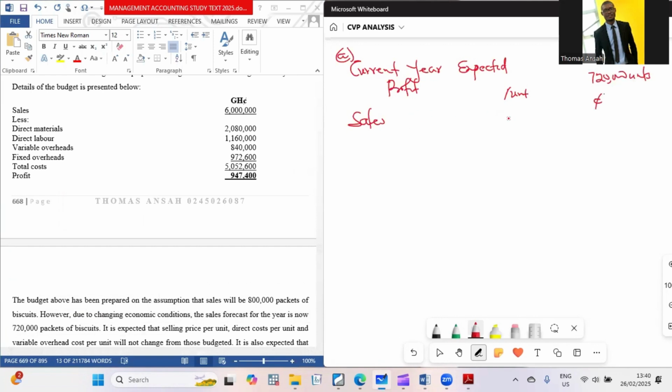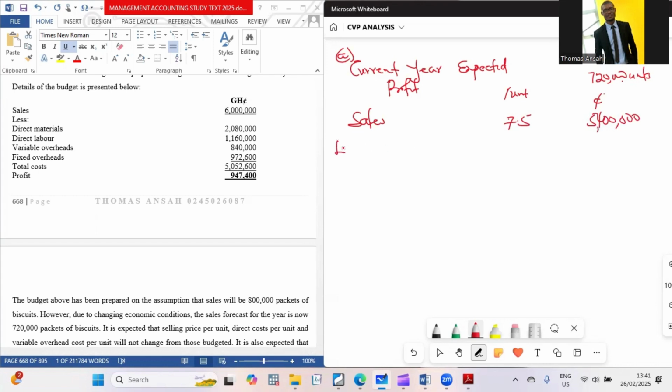So sales in value, the per unit, we are going to flex it. So for example, this was done for 800, but we are doing 720. So we will do 6 million divided by the 800. That gives me 7.5. But I am doing 720, so multiply by 720. That gives me 5,400 or 5.4. All right. So that is that.